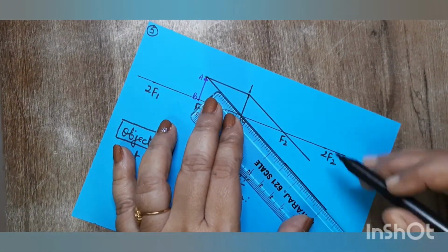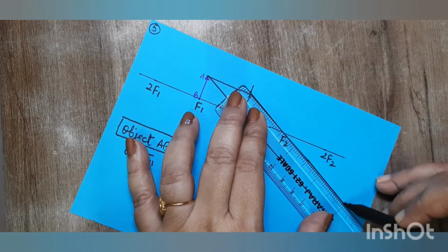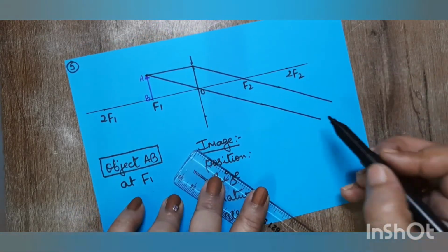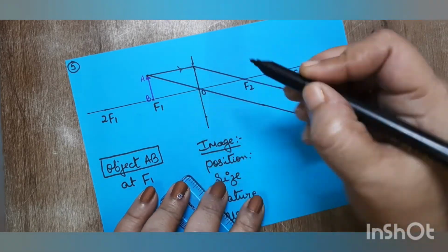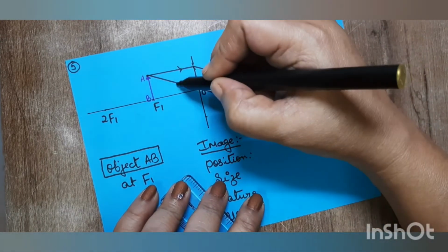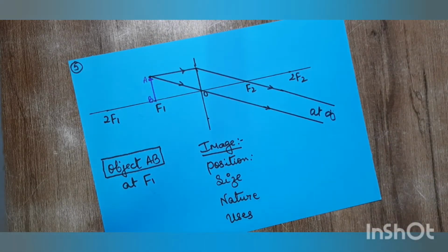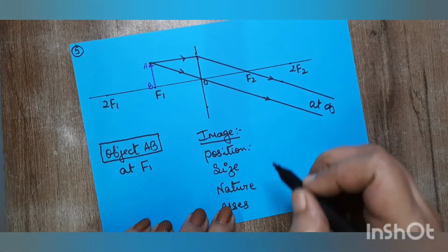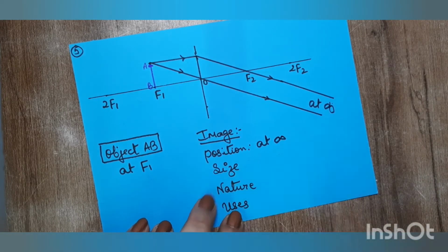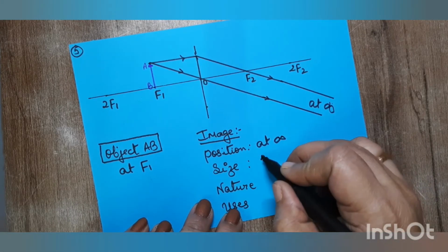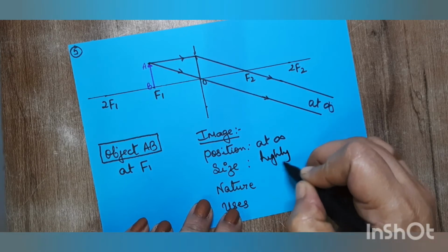Extend, try to extend and see whether they meet. No, they will meet at infinity. These rays will meet somewhere at infinity. Image will be formed, but at infinity. So the position of the image is at infinity. Size here is enlarged, highly enlarged.